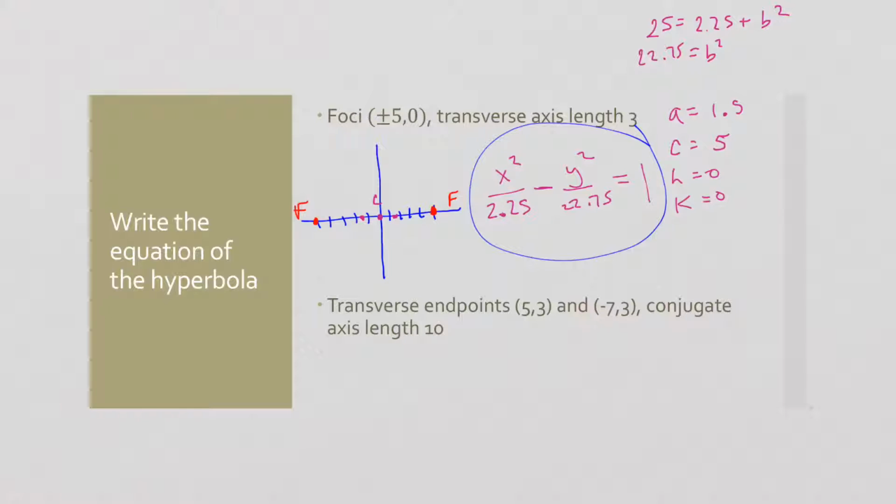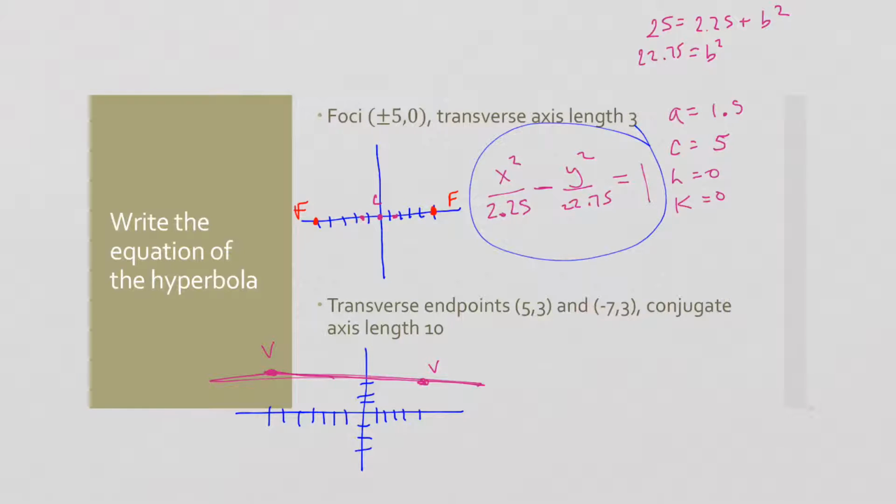So the transverse endpoints are at 5, 3 and negative 7, 3. So negative 7, 3. Then 5, 3. Now, these are the endpoints of our transverse axis, so these are our vertices. Okay, and because our vertices are following a horizontal line, this is an x squared equation. And we have to find our center.